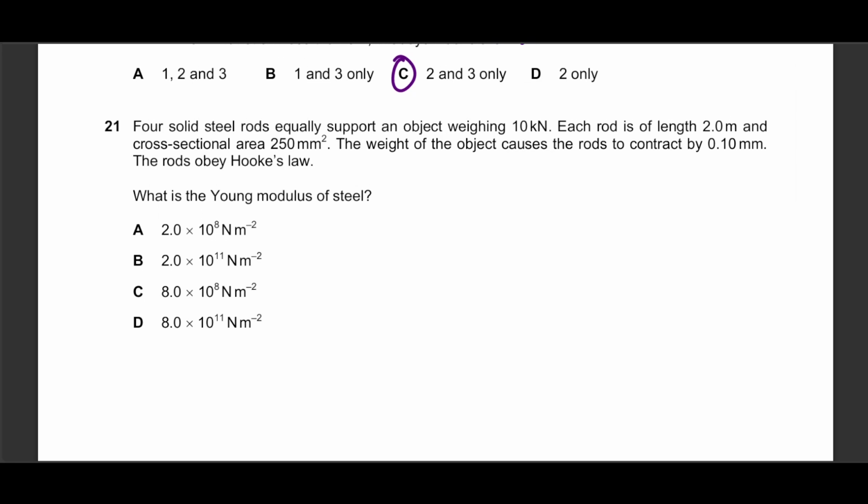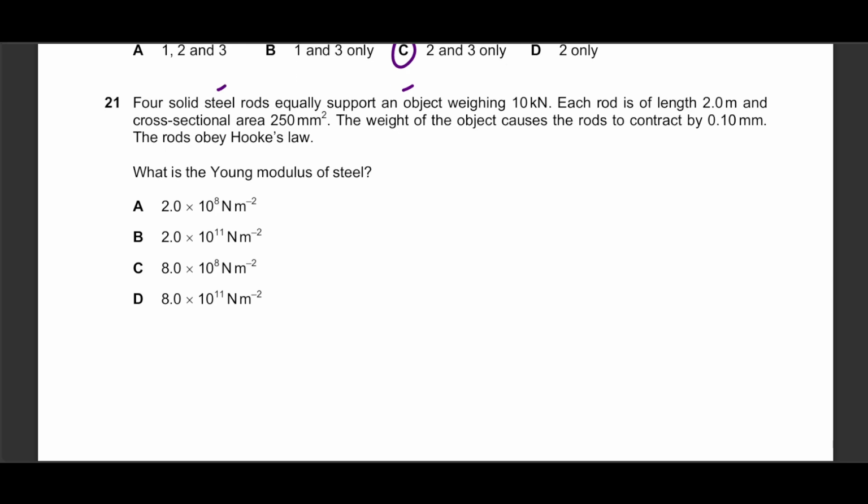Question number 21, he says, 4 solid steel rods equally support a weight of 10 kilonewtons. Each rod has a length of this. Length is given and cross-sectional area is given. This is area, be advised. This is not radius or diameter. And the rod contracts by, and this is your extension. So if this was our table, this question is confusing in this regard because it is contracting by 0.1.